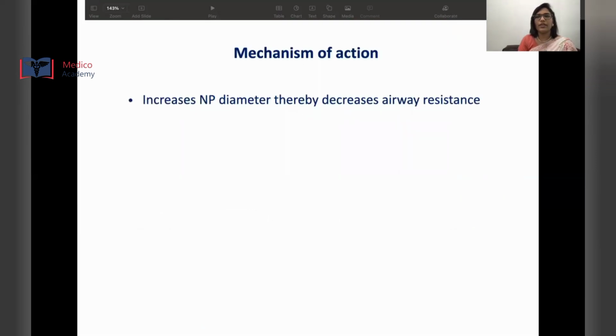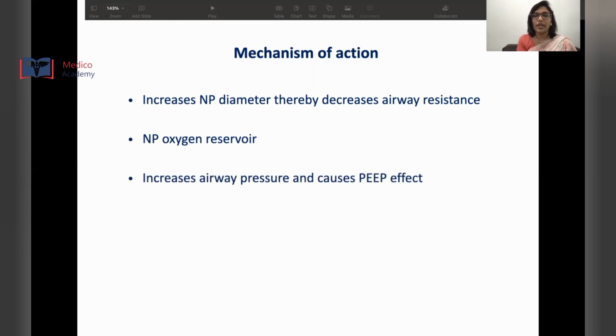So what's the mechanism of action of high flow nasal oxygen? Since oxygen is delivered at very high flows, a lot of pressure increases the nasopharyngeal diameter, thereby decreasing the airway resistance. And also the nasopharynx is a potential space, so when you have high flows of oxygen delivered there, it expands a little bit and acts as an oxygen reservoir. It also increases airway pressure and gives a slight PEEP effect to the patient. And also, because of the very high flows delivered, it helps with carbon dioxide washout. So these are the mechanisms of action.